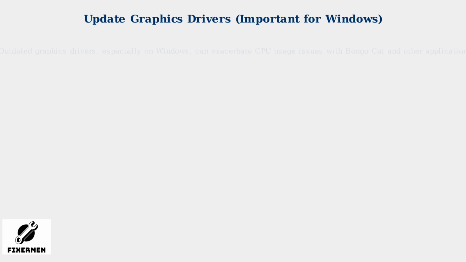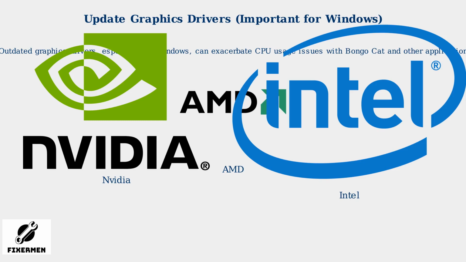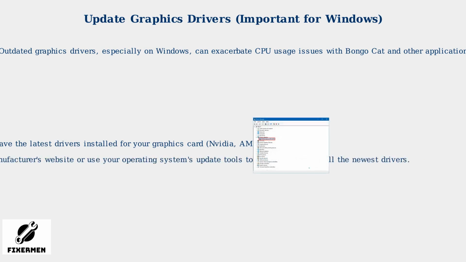Outdated graphics drivers, especially on Windows, can exacerbate CPU usage issues with Bongo Cat and other applications. Ensure you have the latest drivers installed for your graphics card from NVIDIA, AMD, or Intel. Visit the manufacturer's website or use your operating system's update tools to download and install the newest drivers. Restart your computer after updating your drivers to ensure the changes take effect.